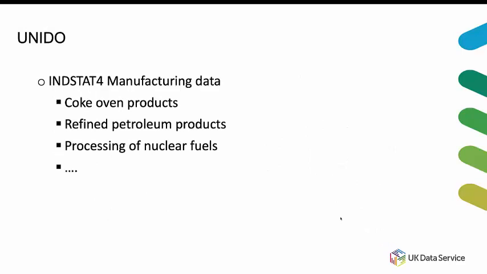UNIDO data. This is the industrial statistics, standard industrial classification of all economic activities. That's quite a mouthful. Revision 4 has details on manufacturing that are covered, cocoa productions, refined petroleum products, etc., etc., etc.